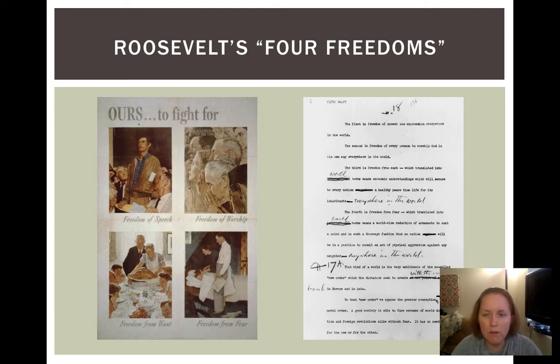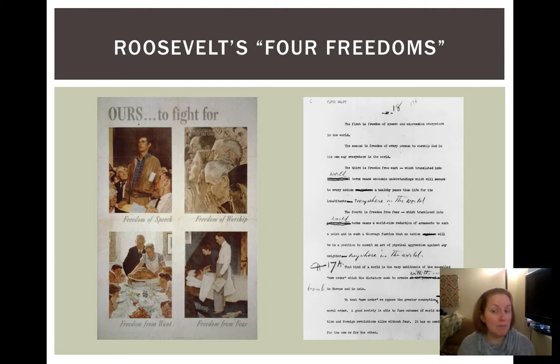Now you can see on the right here, this is a copy of the actual speech. And you can see Roosevelt's made some edits to it. He's written the words "everywhere in the world" after each of his four freedoms. And I think this is very, very telling because Roosevelt is trying to communicate here that the four freedoms aren't simply the reasons America is fighting for itself. These aren't just the things that we want to preserve in our own country. We are fighting for the four freedoms for the entire world.